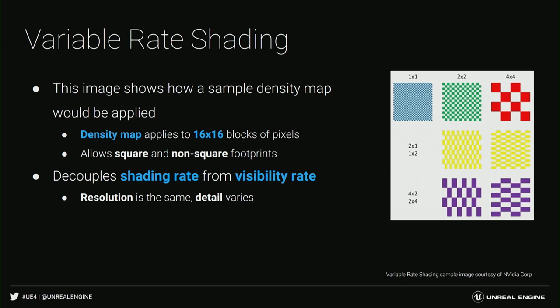You can also specify different rates in the horizontal and vertical axes. So you could have 1x2 blocks, or 2x1, or 4x2, or 2x4, et cetera.